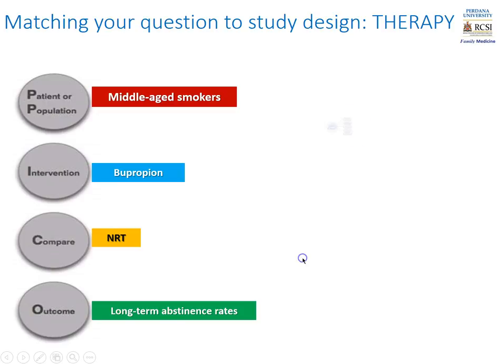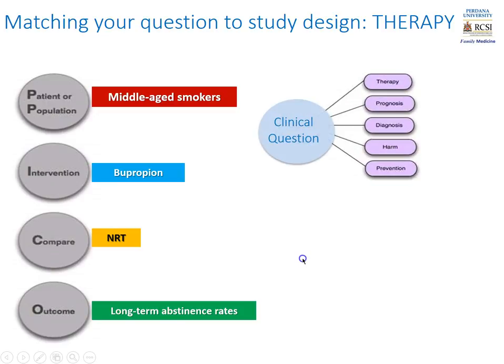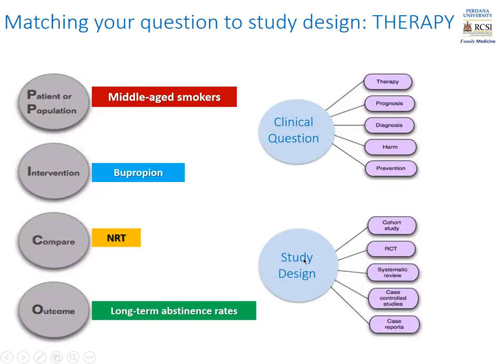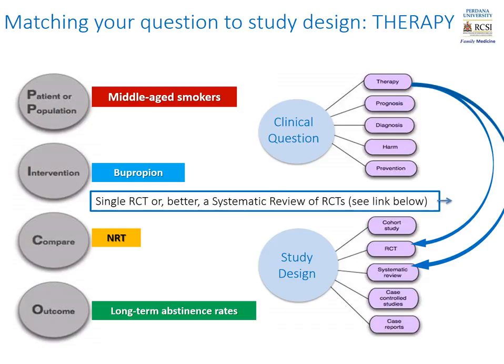What about study design? How are questions, for example, questions on therapy? What sort of study design would be appropriate for a clinical question on therapy or treatment? Well, it's either a randomized controlled trial, a single trial, or better still, a systematic review of several randomized controlled trials, because the information from that is more reliable and more likely to be valid, and from which you can draw conclusions and apply the information to your patient.